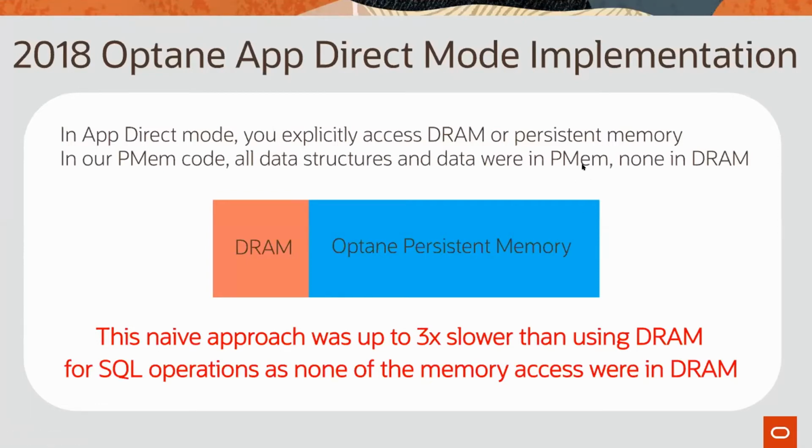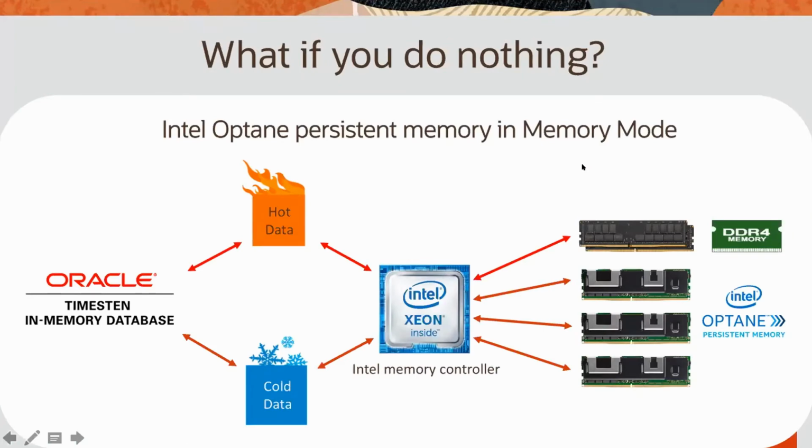So I just want to transition now to memory mode. Instead of doing hard engineering choices, what if we did nothing? According to the Intel marketing, if you take your system, whatever it is, you're probably going to have hot data and cold data. Now, Intel's got this clever memory controller thing, which is supposed to figure out that maybe the hot data should go in DRAM, and maybe the colder data should go in persistent memory. That sounds good, but the question is, how true is that? How well does it work?